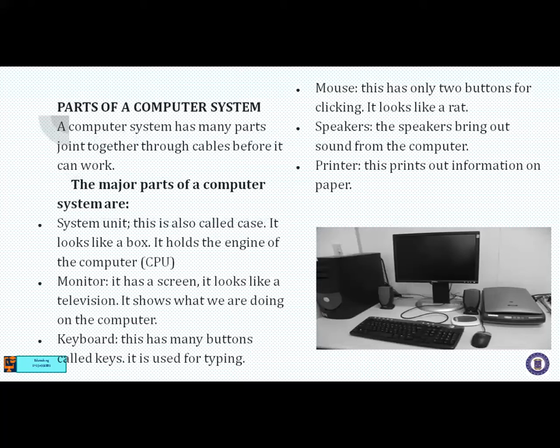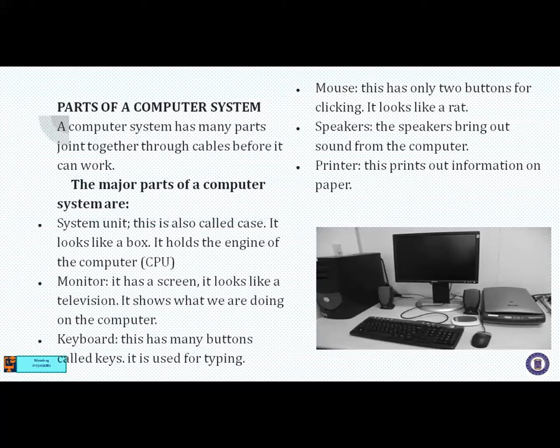These parts of the computer system have to be joined together by cables, or some of them use wireless, like a keyboard that is wireless and a mouse that is wireless. If they are wireless, it means they are using Bluetooth. But if they are not using Bluetooth, they have to use cable.